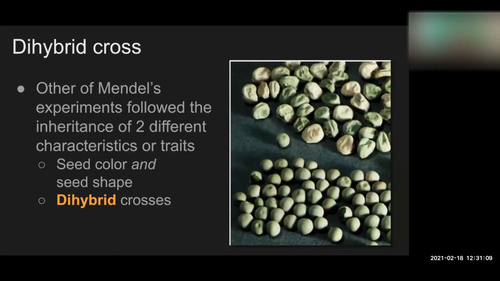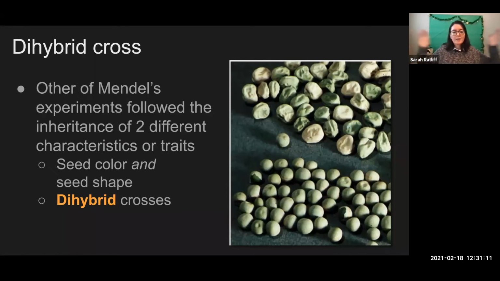All right, dihybrid crosses. If you've been zoned out this entire time, this is the one thing I need you to actually listen to. This is super complicated. This is the most difficult part. All right, dihybrid crosses. Other experiments that Mendel did focused on 2 traits and characteristics.